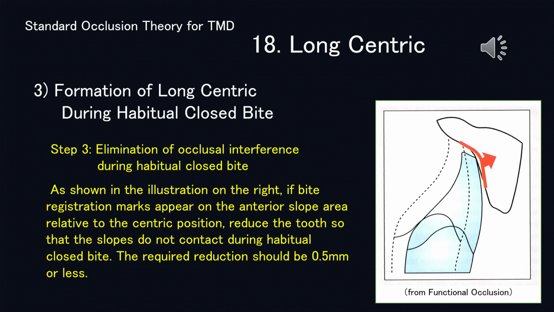Step 3. Elimination of occlusal interference during habitual closed bite. As shown in the illustration on the right, if bite registration marks appear on the anterior slope area relative to the centric position, reduce the tooth so that the slopes do not contact during habitual closed bite. The required reduction should be 0.5 mm or less.